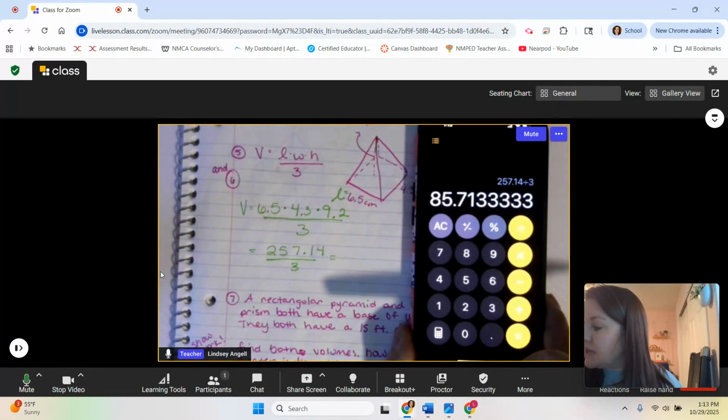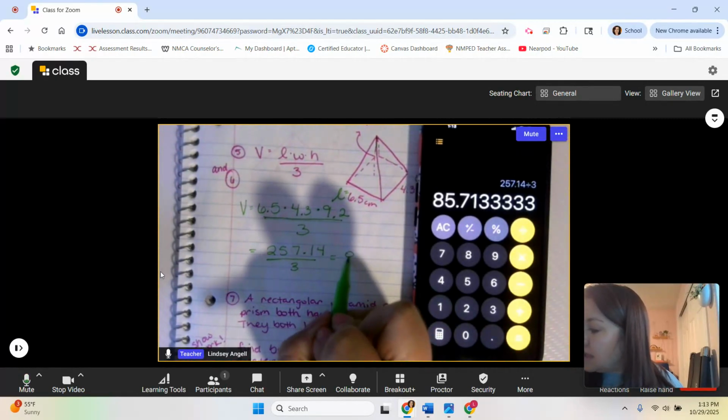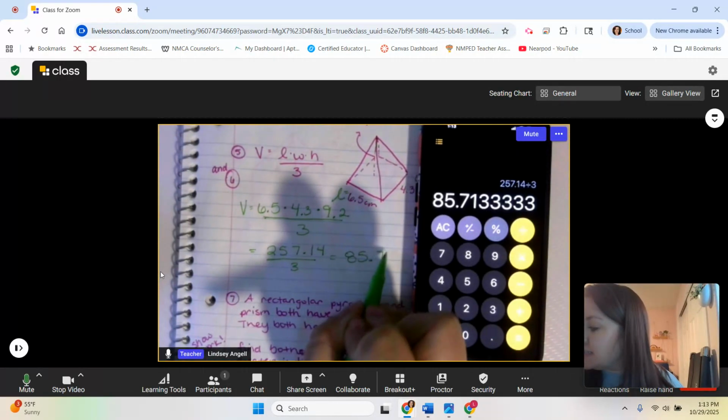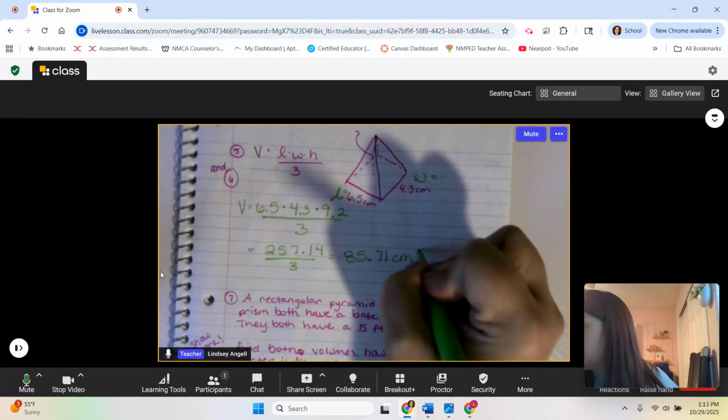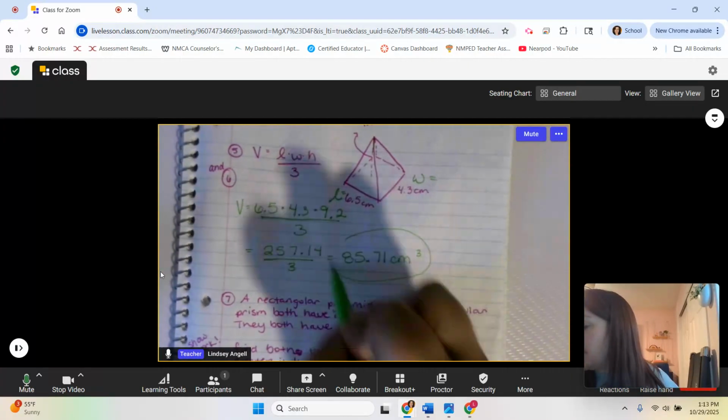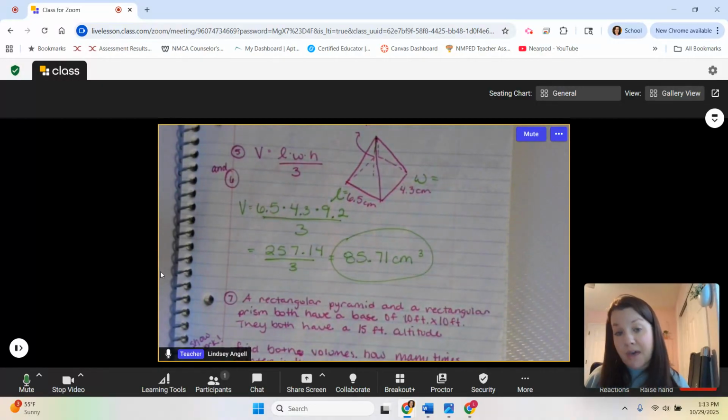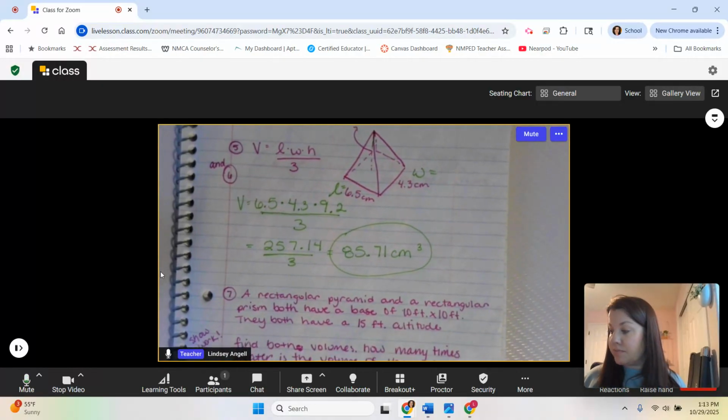And that gives me 85 point, and I'm just going to say 71. And those would be centimeters cubed. Okay? So again, that should help you with numbers 5 and number 6.